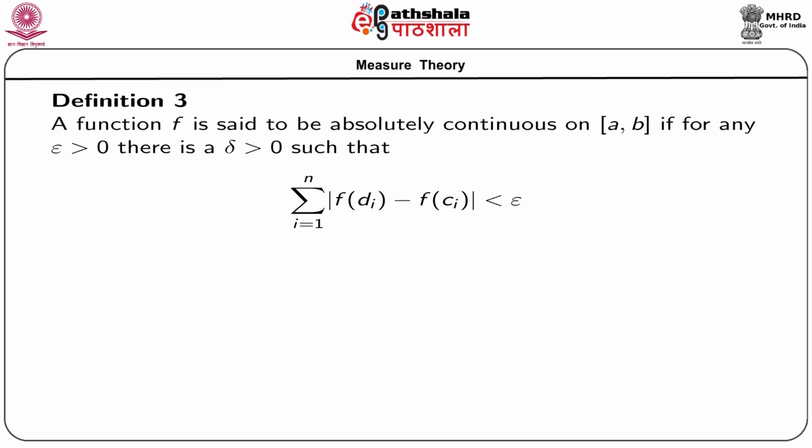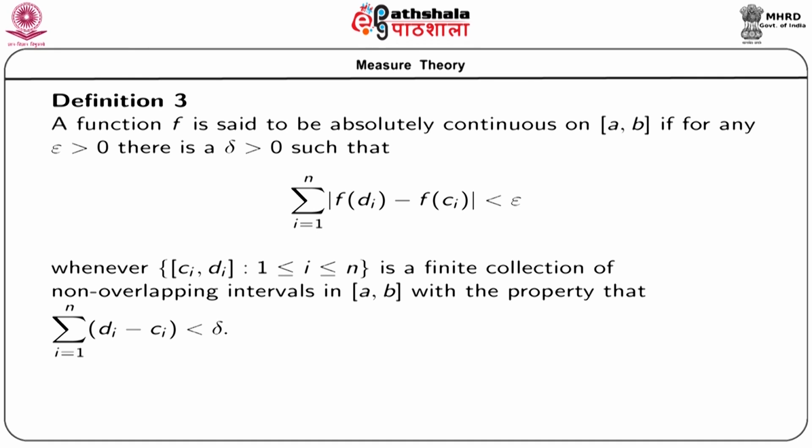So, the definition is that a function f is said to be absolutely continuous on closed interval [a, b] if for any epsilon greater than 0 there is a delta greater than 0 such that the sum over i equal to 1 to n of |f(d_i) - f(c_i)| is less than epsilon, whenever we take a finite collection of non-overlapping closed intervals [c_i, d_i], 1 ≤ i ≤ n, in the closed interval [a, b] with the property that the sum of the lengths of these intervals is less than delta.